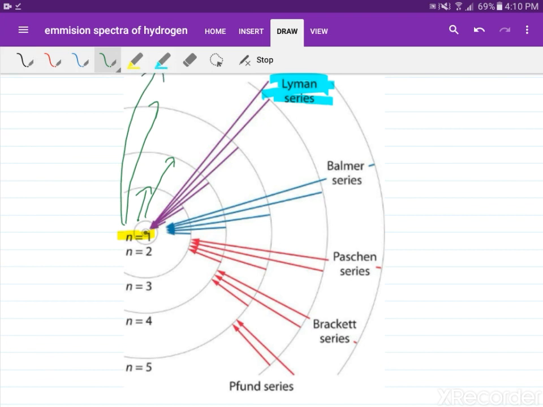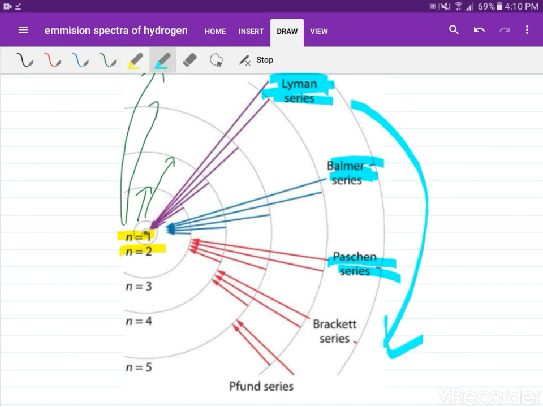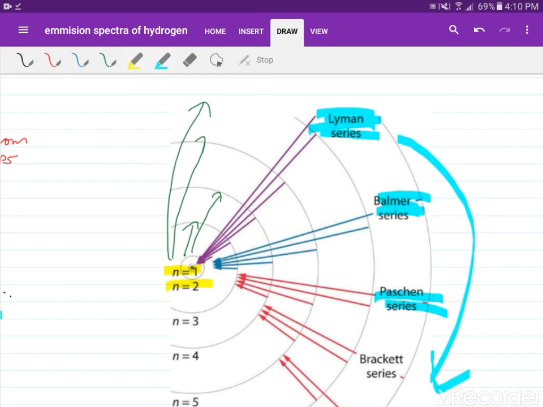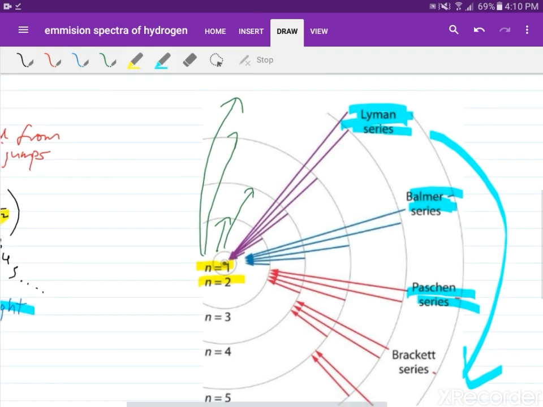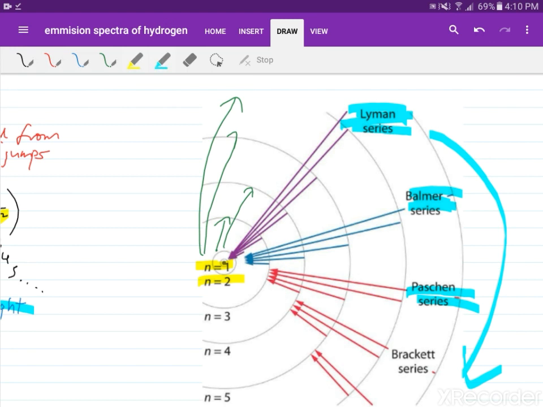So similarly, if we start at n equals 2 and jump to the higher states, that series is called the Balmer series. For n equals 3 to the higher states, we call that the Paschen series. And there's so many series, but the important thing to note is that if an electron jumps from one state to another, there is a series of wavelengths of light associated to it.